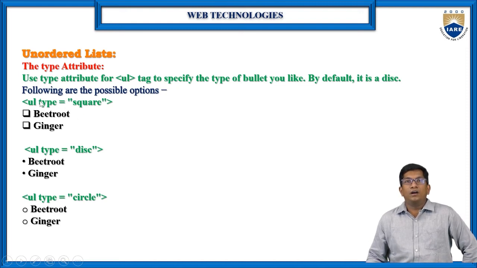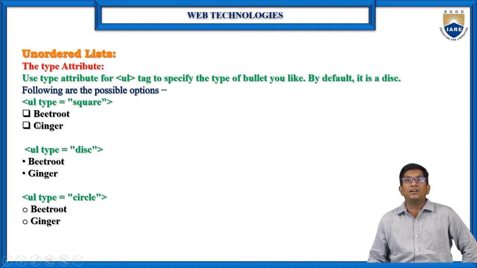Okay, for a simple example, we'll see the type attribute for the unordered list. Use the type attribute for the UL tag to specify the type of bullet you like. By default, it is a disc. For example, if you give UL type equal to square, where UL is the unordered list tag, how will it display? For example, I gave two list items, beetroot and ginger. It will display a square before the text, giving space before the item name. Next, in the same way, square, space, item name. Like that, it will list the items.